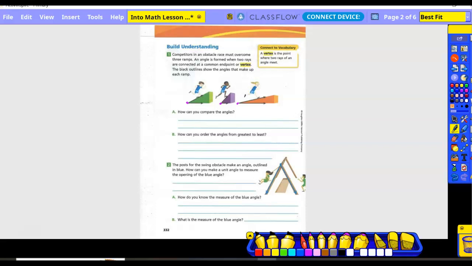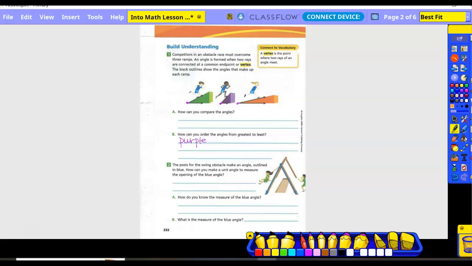A right angle is how many degrees? 90, and an obtuse is anything more than 90 degrees. So how can you order the angles from least to greatest? You can tell by how closed they are or how open they are which one is the least, right? So which one is the least? The orange. Oh, sorry, they want greatest to least. So which one's the greatest? The purple.